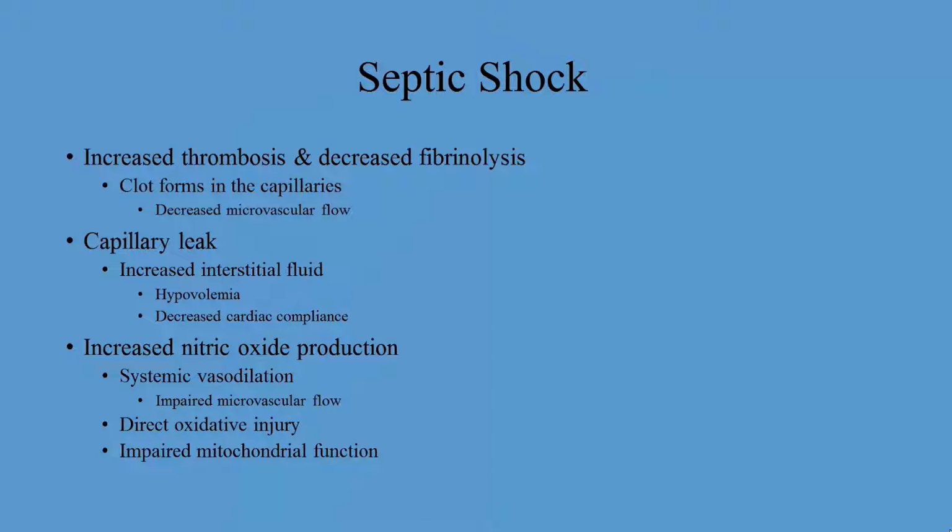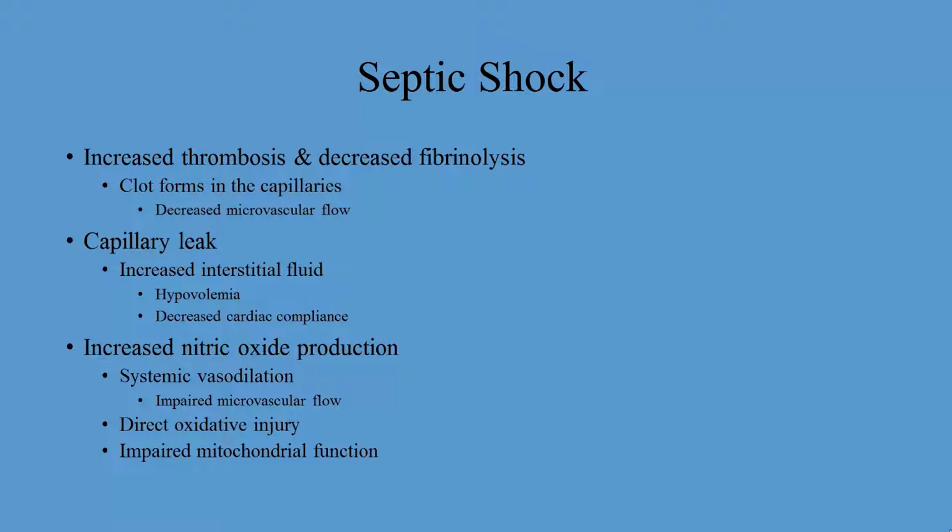Now, moving on to septic shock. This one's quite a bit more complex because we have a lot of different things going on. With sepsis, or really any pro-inflammatory state, which would include pancreatitis, major injury, major surgery, and so on, that inflammatory cascade has a lot of crosstalk with the clotting cascade. And so when you get increased systemic inflammation, you get increased thrombosis and decreased fibrinolysis.